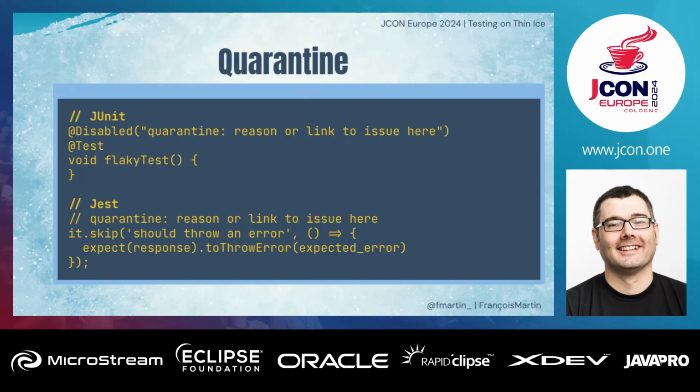And in Jest there is something very similar, except that you need to use it.skip instead of @Disabled. Unfortunately there isn't a way to add text specifically to it, but you can, for example, just put a comment there and again prefix it with "quarantine:", and this way you can quarantine them.